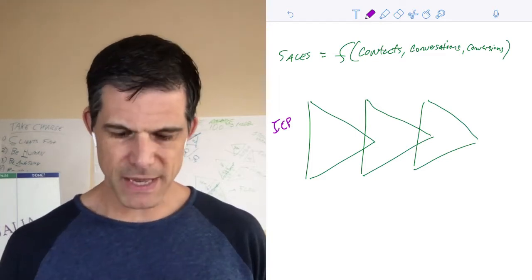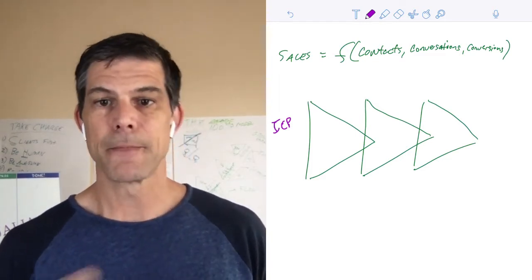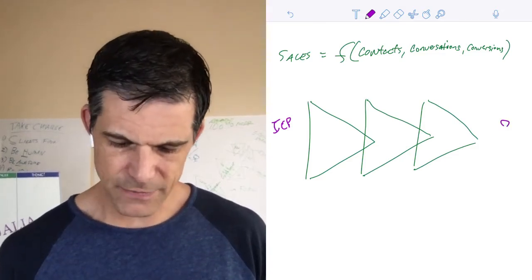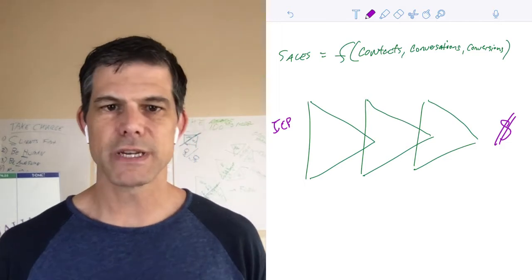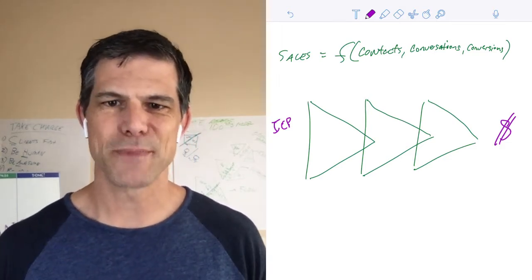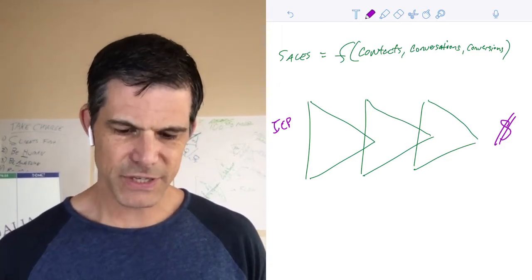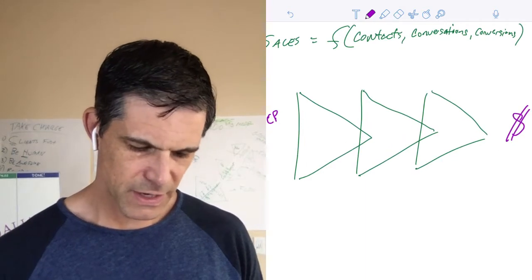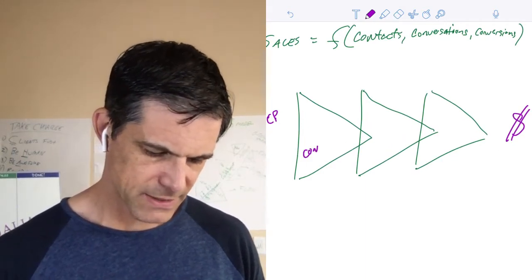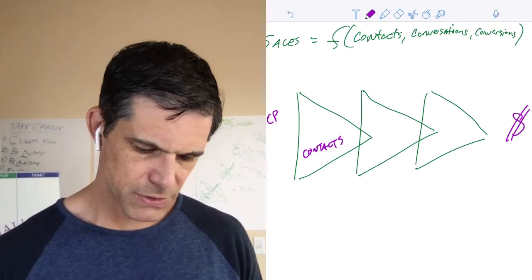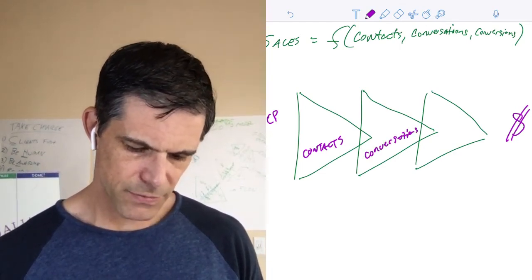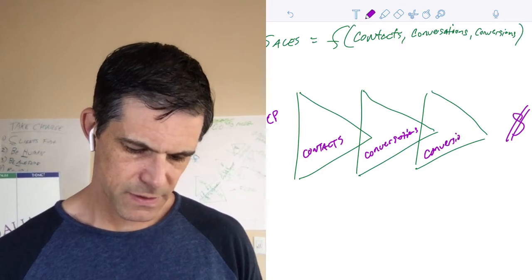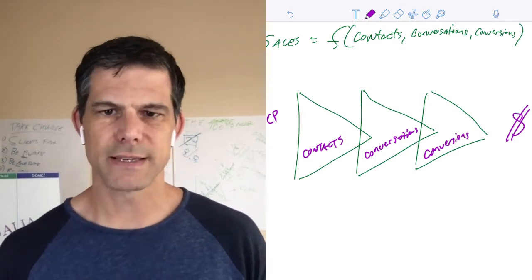So we start with an ICP, and what we intend to get through this flowchart at the end, of course, is revenue or growth or customers, right? And so if we think about these three variables in the model here: contacts, conversations, and conversions, right? So number one is contacts. Number two is conversations. And number three is conversions. It's like the three-step process.